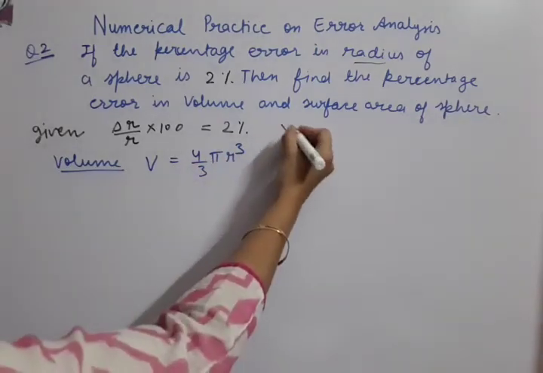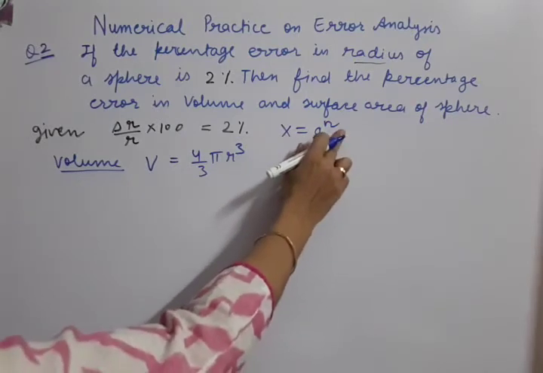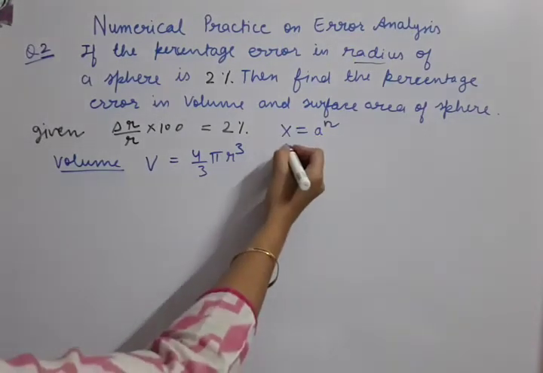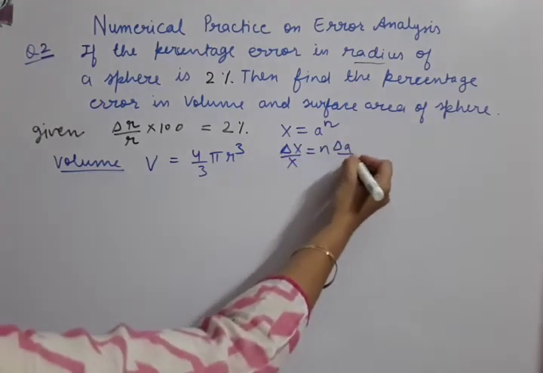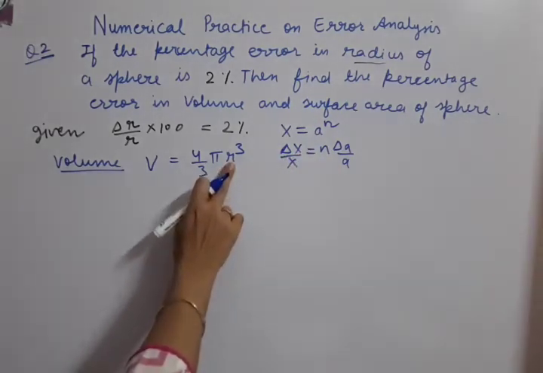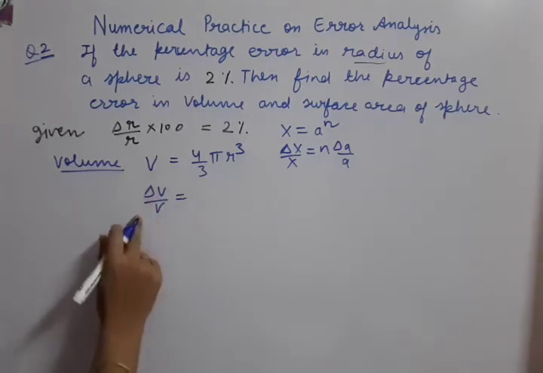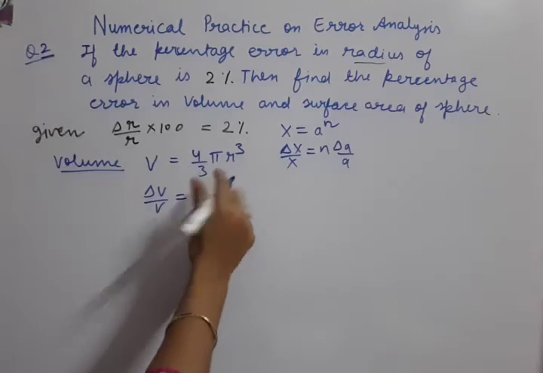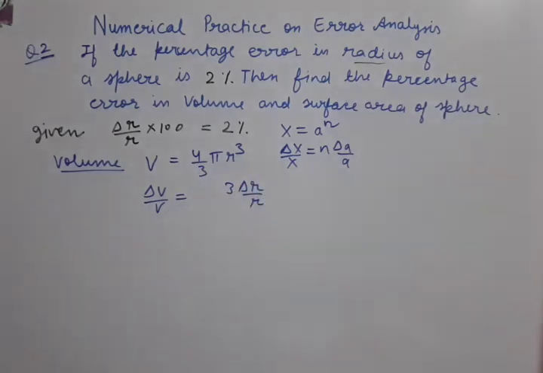So if you remember the formula, if any x is a raised to power n, that means a power expression, then how to write its relative error? It is n times delta a by a. Power comes in front. So here also we have power of the radius. So when I write the relative error of volume, that means delta V upon V, then this power will come in front. So 3 delta r by r. This way I have to write.